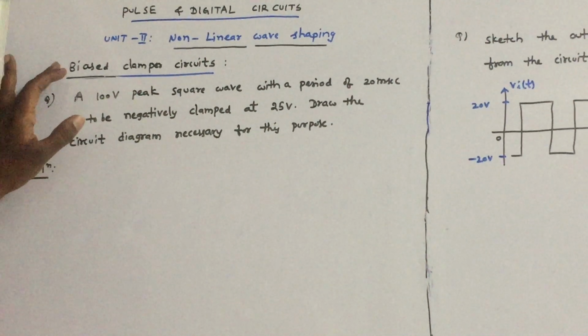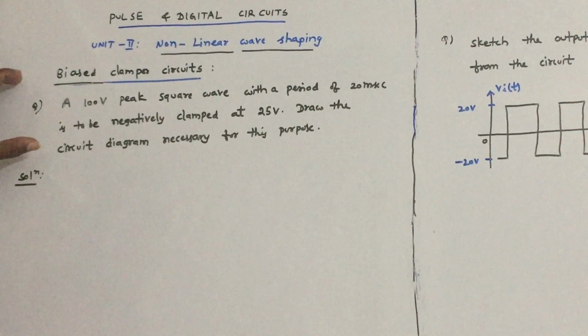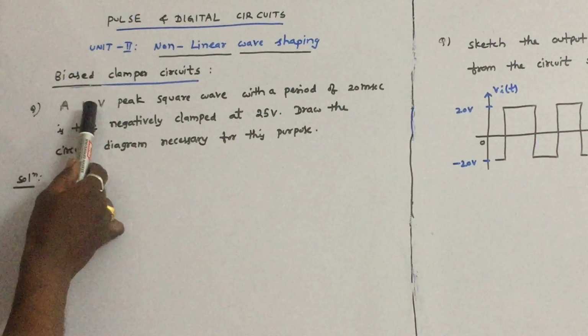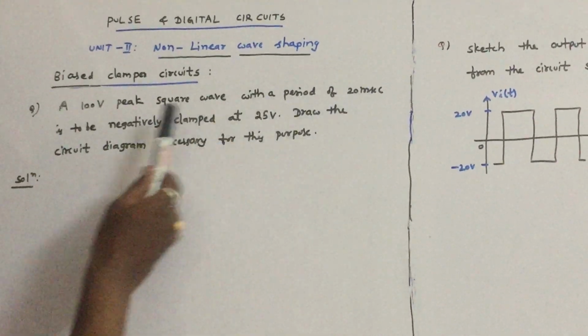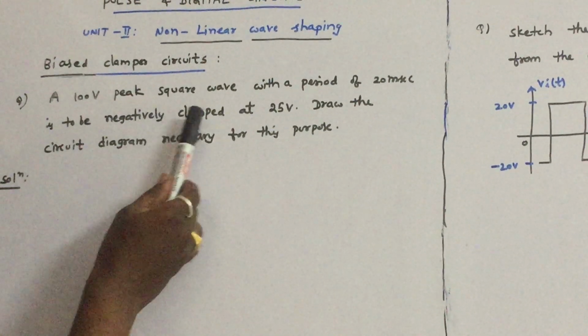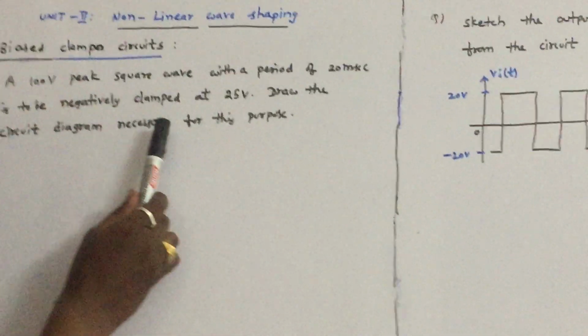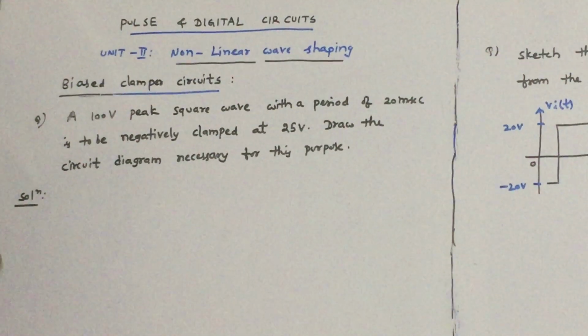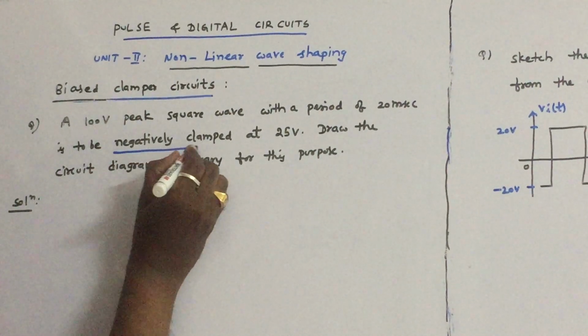So let us see some more problems on biased clamper circuits. Let us see this problem. A 100 volts peak square wave with a period of 20 milliseconds is to be negatively clamped at 25 volts. Draw the circuit diagram necessary for this purpose. This is another important question in the examination. So what you have to observe?